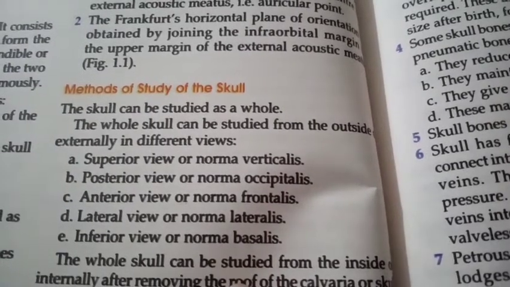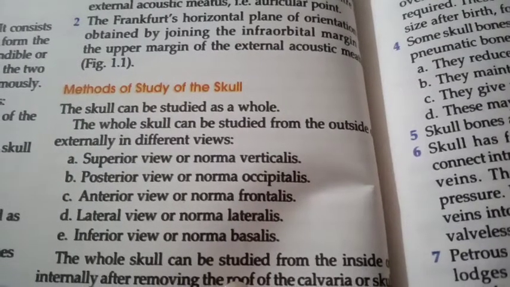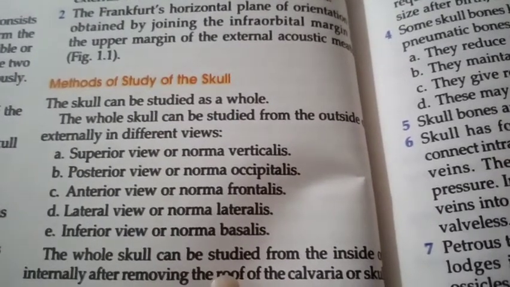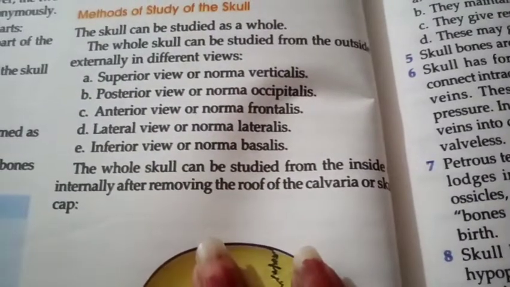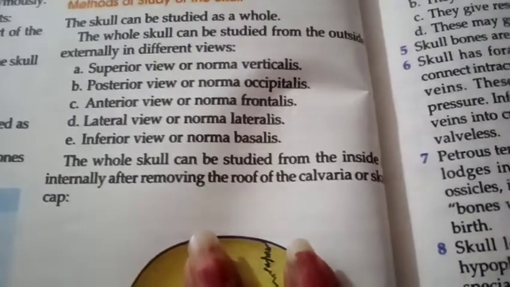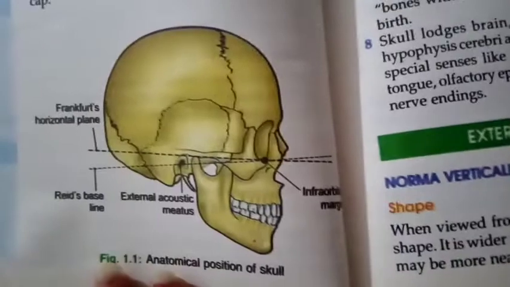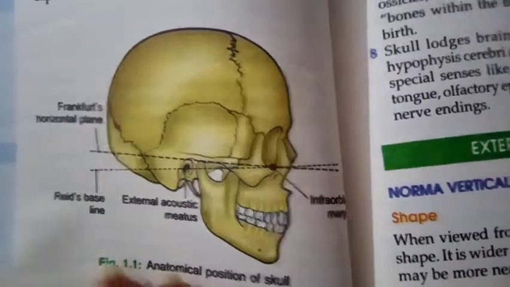Methods of studying the skull: superior view, posterior view, norma verticalis, norma occipitalis, norma frontalis, norma lateralis, and norma basilaris. The whole skull can also be studied from the inside, after removing the roof of the calvarium or skull cap, as seen in this picture.